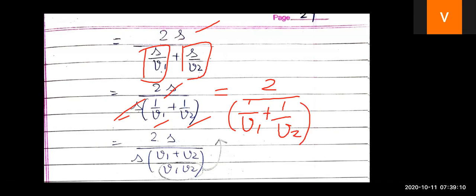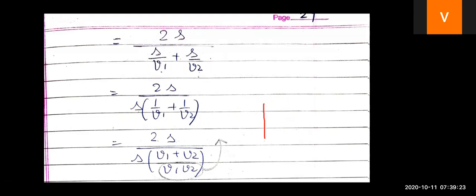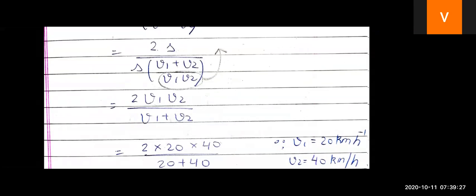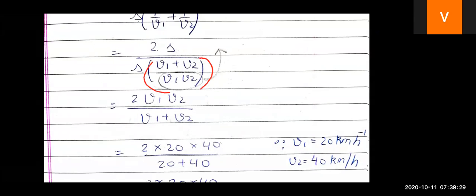Right, children? Now, what we will do? Now we will take the LCM. The LCM is V1 into V2. So here we will multiply by V2 and here we will multiply by V1. Right, beta? So you are going to have this. Now this V1, V2 will go up and you will have 2V1 into V2 upon V1 plus V2.